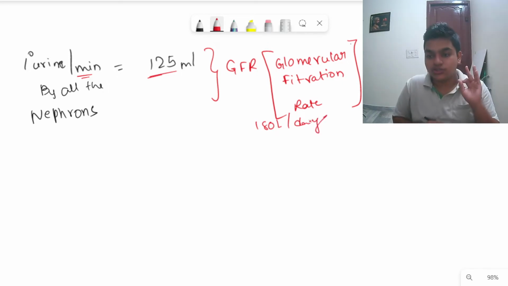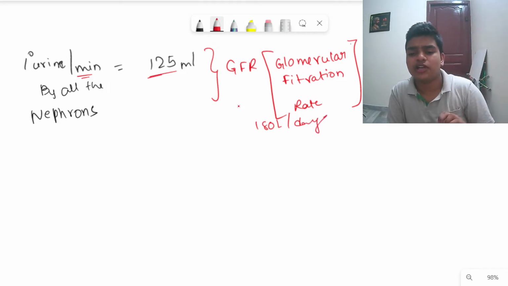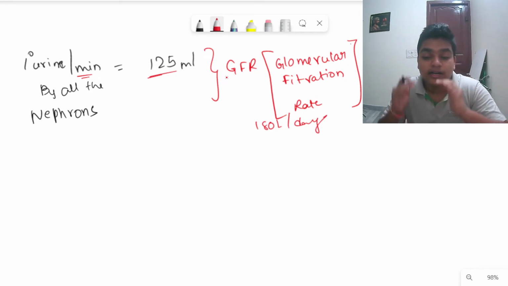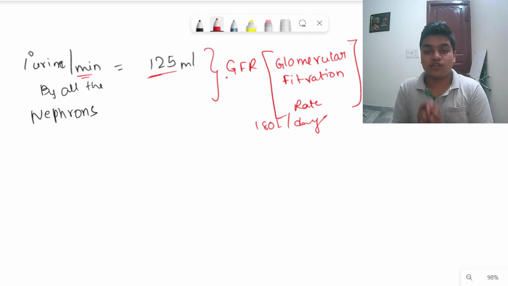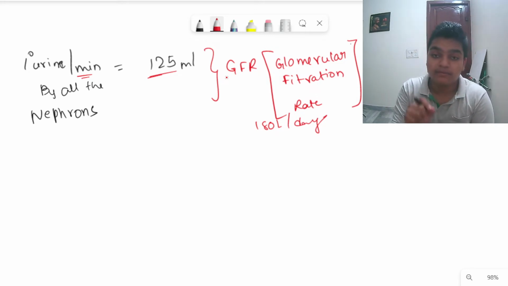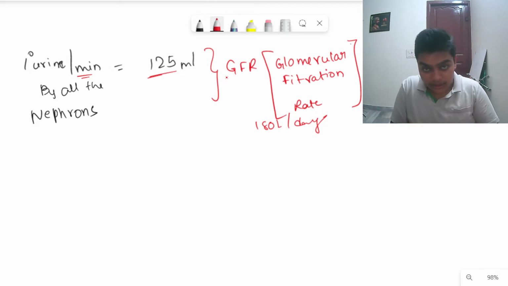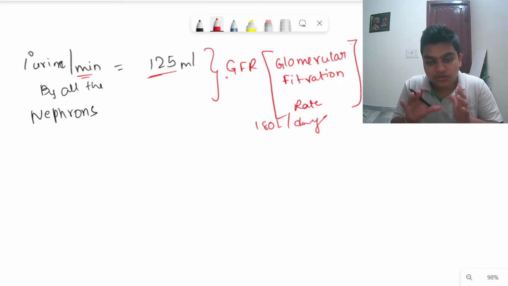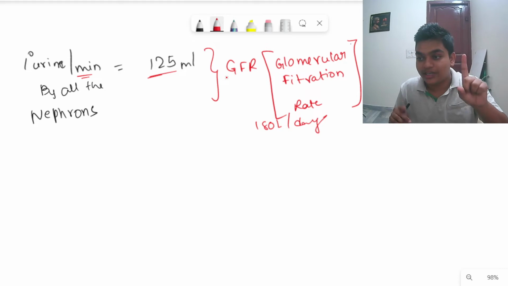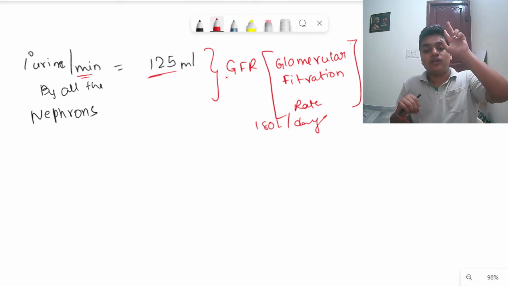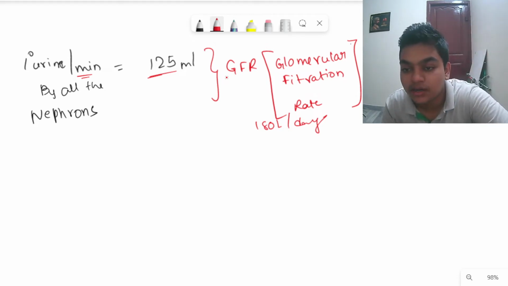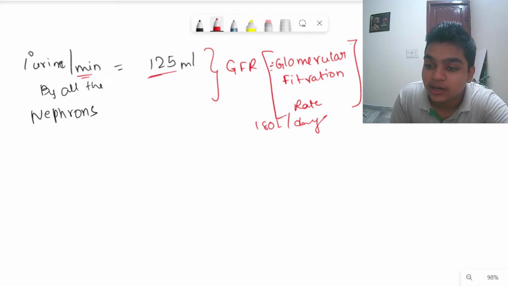Remember these values. GFR. What is the GFR of a kidney? Define GFR. It is basically the amount of primary urine formed per minute by all the nephrons of both the kidneys, not one kidney, by both the kidneys per minute, is called GFR. That is nothing but glomerular filtration rate.